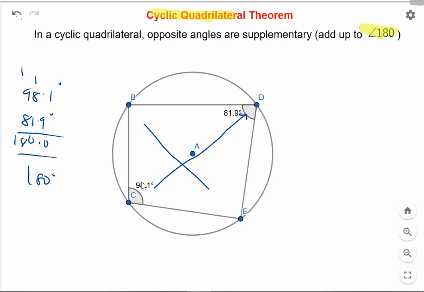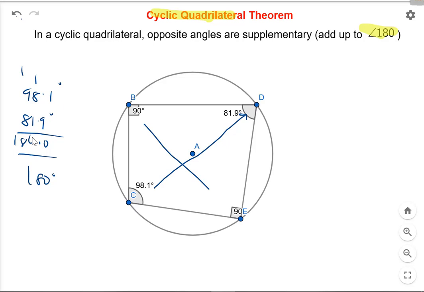Let's measure the other opposite angles. So we have angle CBD, which is opposite to angle CED. You can clearly see the two angles are supplementary. 90 plus 90 will give us 180 degrees. That is the cyclic quadrilateral theorem.